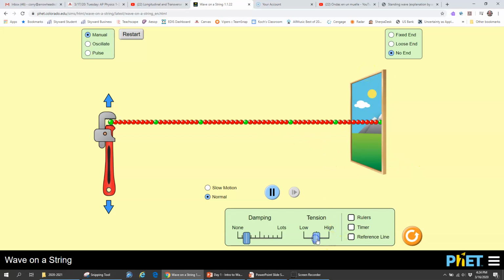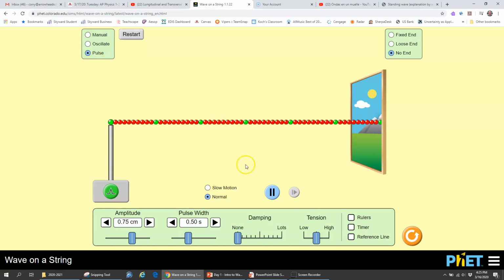I usually move the tension to kind of medium, and I completely remove damping. And you guys know that damping means there's going to be some loss of amplitude as this thing goes. So normal tends to be okay. It's a little fast. If you want to slow it down, then do so. This will also change the speed a little bit.